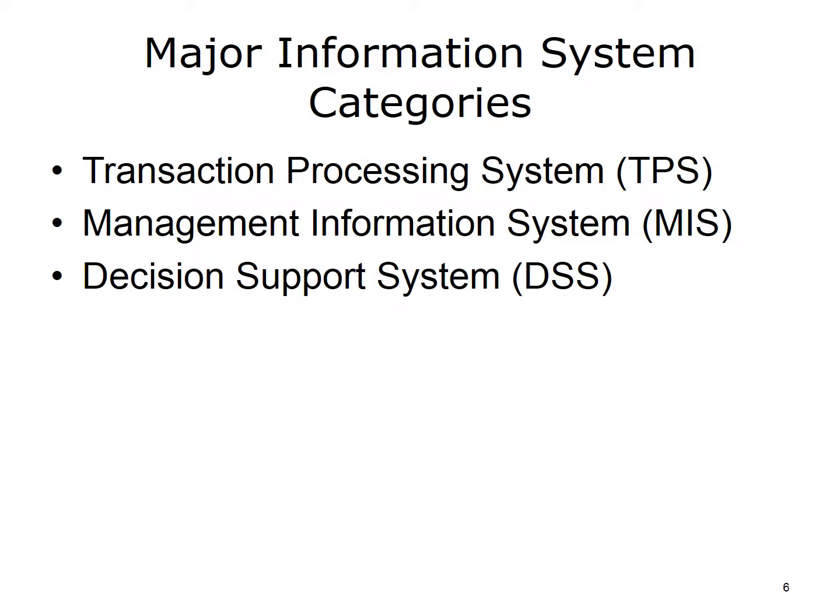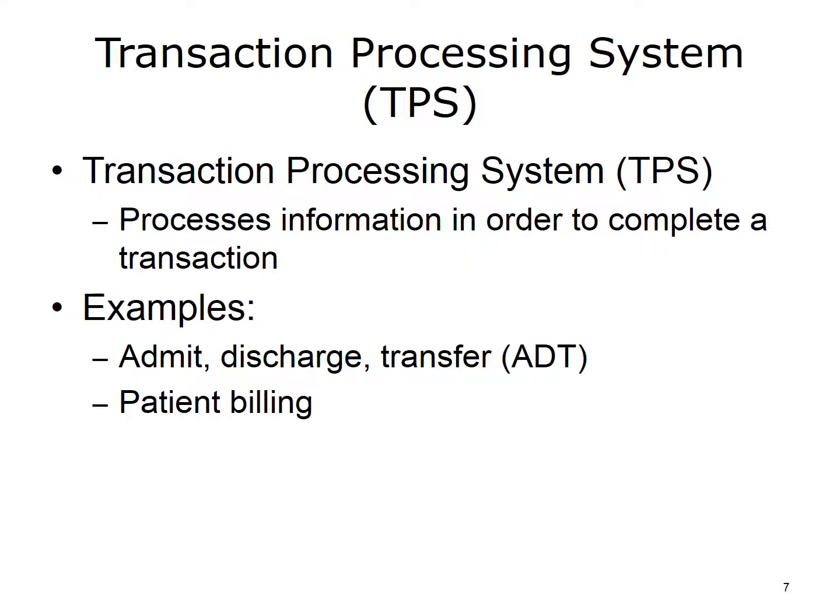With regards to information systems, there are three major categories. They are Transaction Processing System, TPS, Management Information System, MIS, and Decision Support System, DSS. Each will be defined in the next few slides. A transaction processing system, TPS, processes information in order to complete a transaction. Two examples are the admission, discharge, transfer, ADT, and patient billing systems.